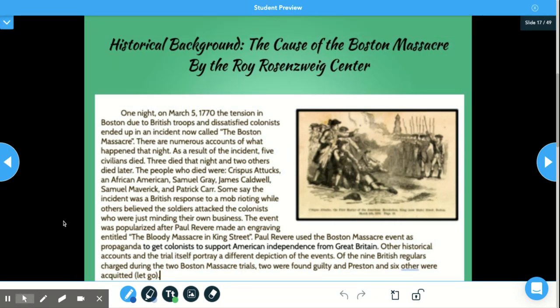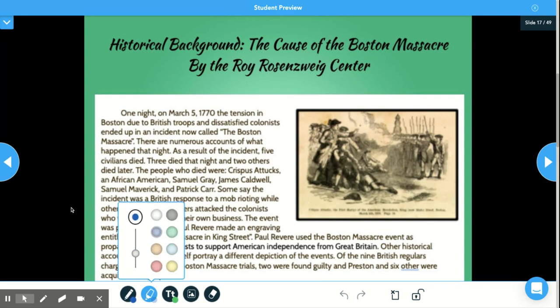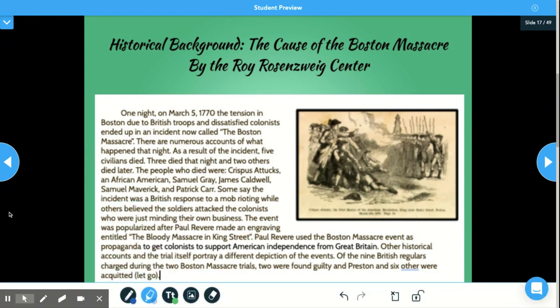Historical background: the cause of the Boston Massacre. One night on March 5th, 1770, the tension in Boston due to British troops and dissatisfied colonists ended up in an incident now called the Boston Massacre. There are numerous accounts of what happened that night. As a result of the incident, 5 civilians died. 3 died that night and 2 others died later. The people who died were Crispus Attucks, an African American, Samuel Gray, James Caldwell, Samuel Maverick, and Patrick Carr.